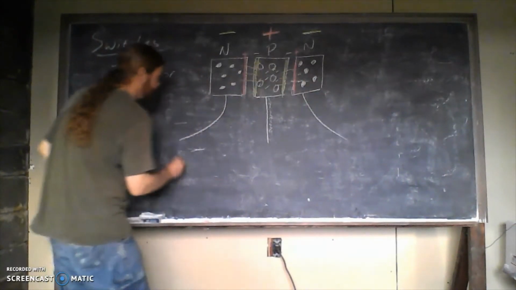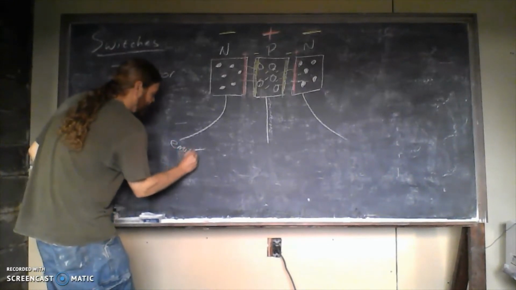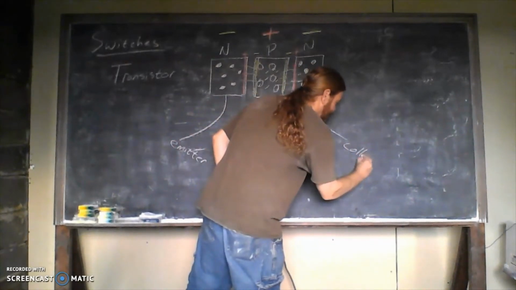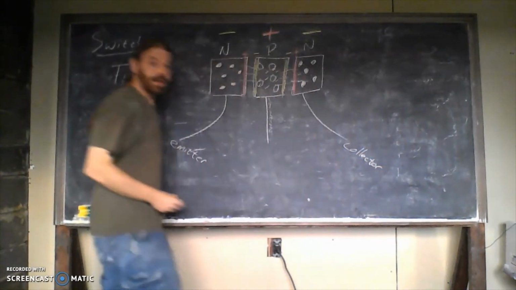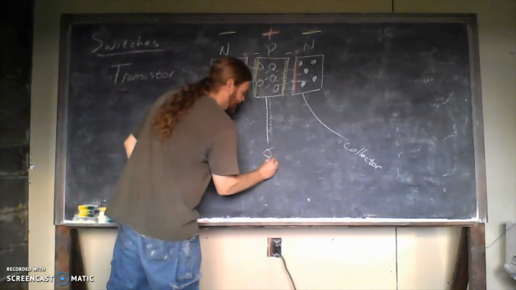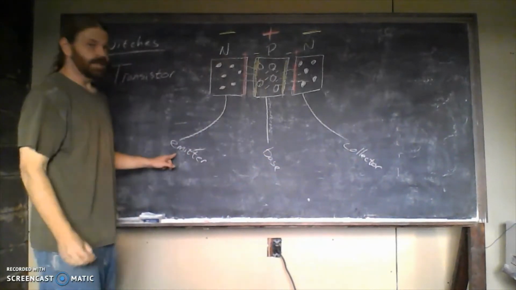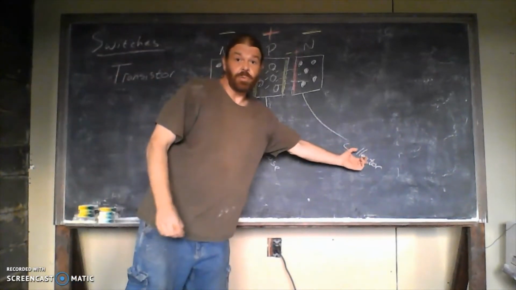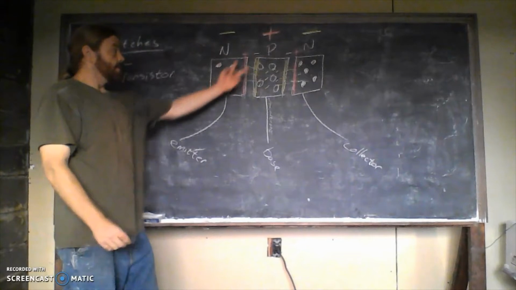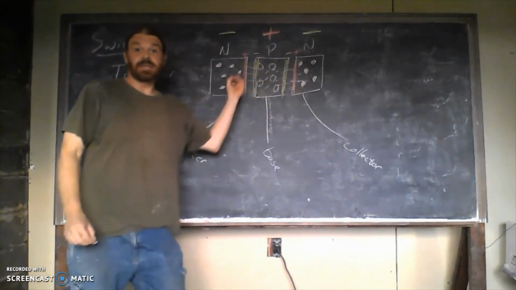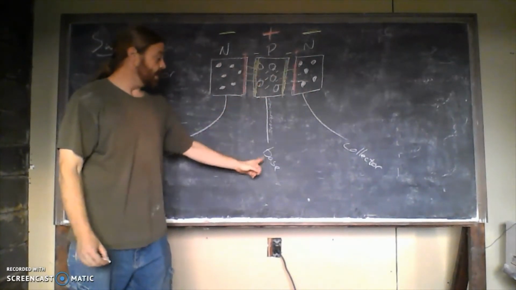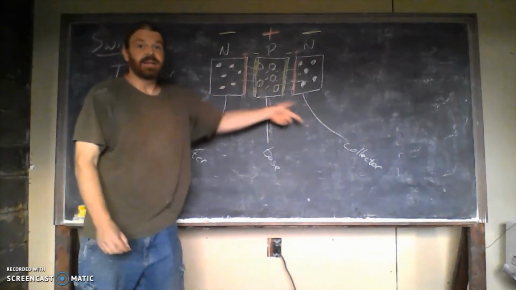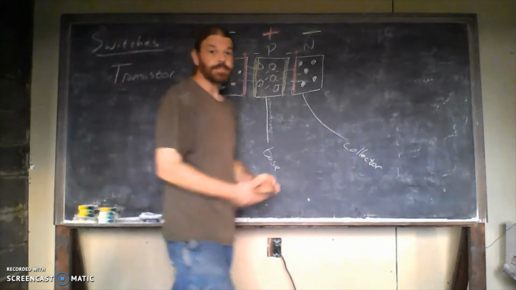And some terms for this: our two outside pins are called emitter and collector, and our middle pin is called a base. So we wire it up so we want electricity to flow between the collector and the emitter. But it stabilizes right at that junction between the N and the P silicon. So we apply a current to the base to mess up that stability, and then the electricity can flow again.